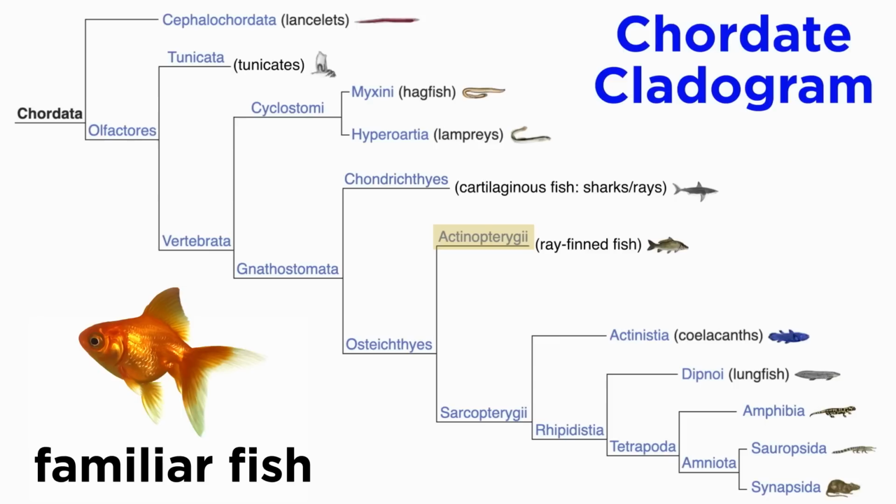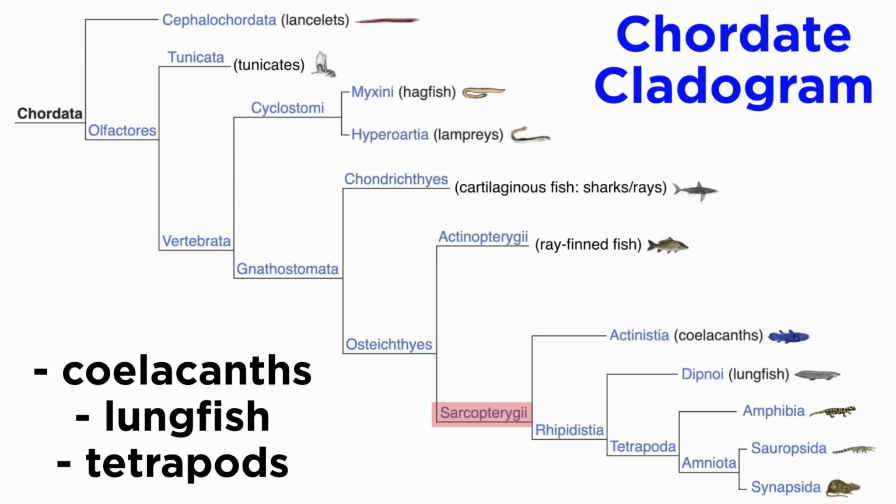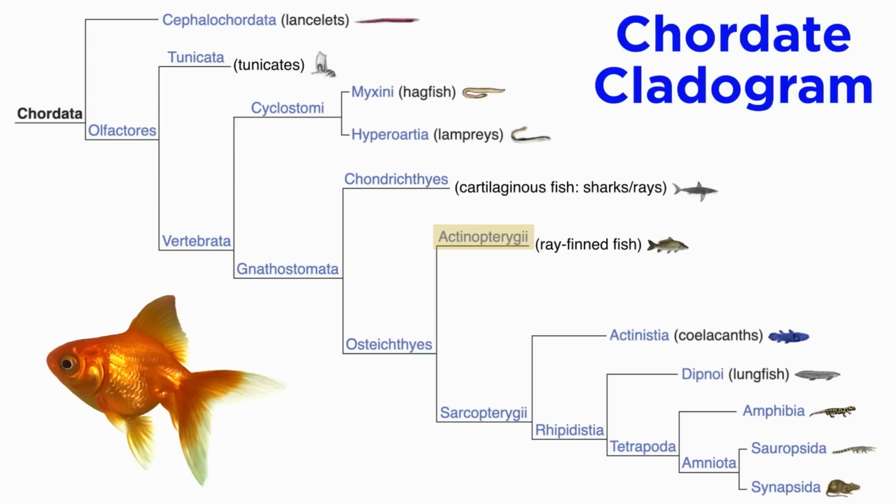Actinopterygii includes nearly all of the familiar fish species, like goldfish, mudskippers, eels, seahorses, frogfish, and many others. Sarcopterygii includes the coelacanths, the lungfish, and tetrapods. But we will get to those later. In this tutorial, let's get into the ray-finned fish of class Actinopterygii.